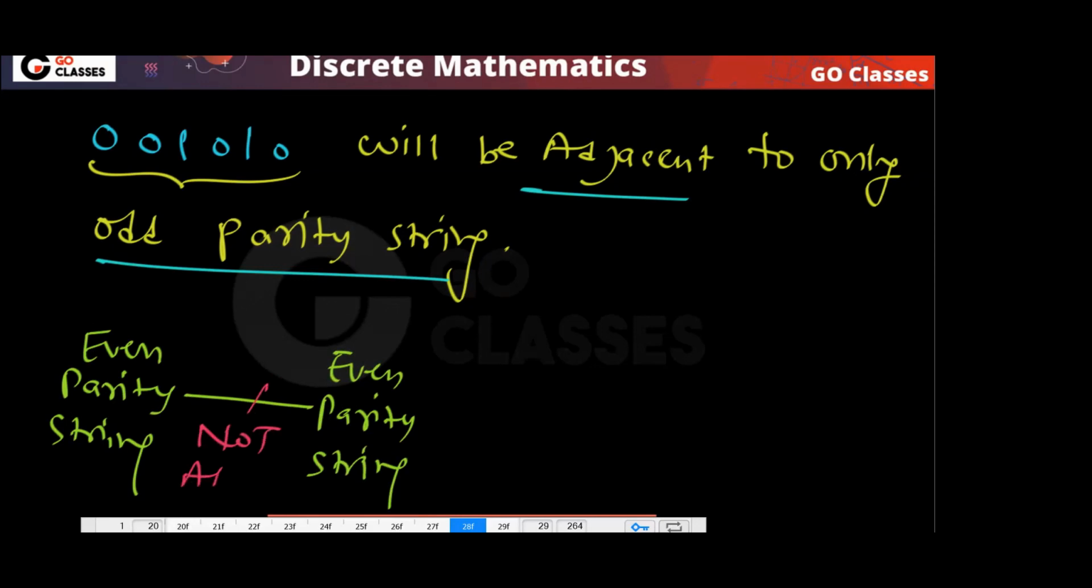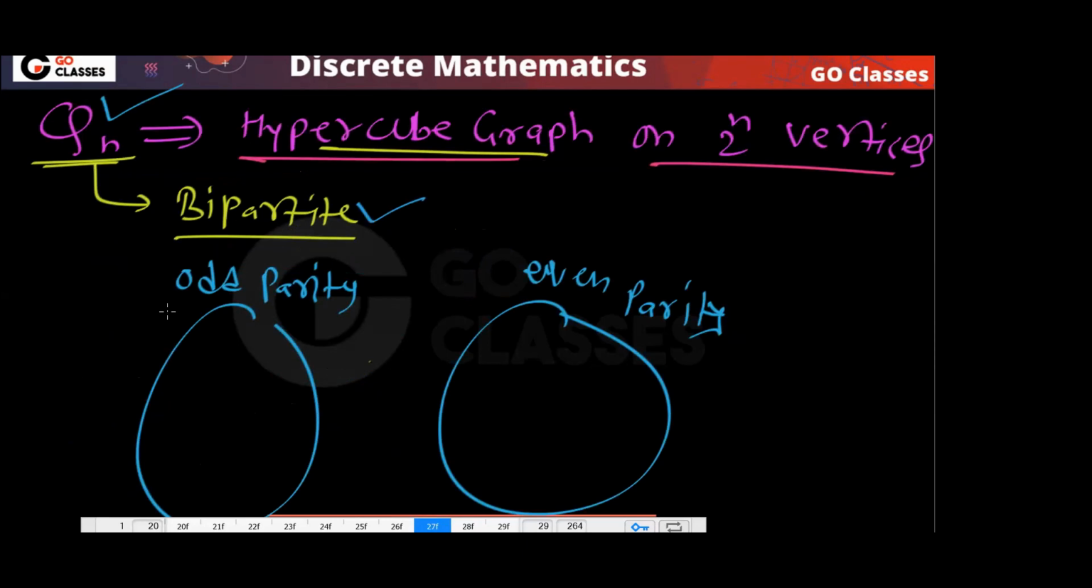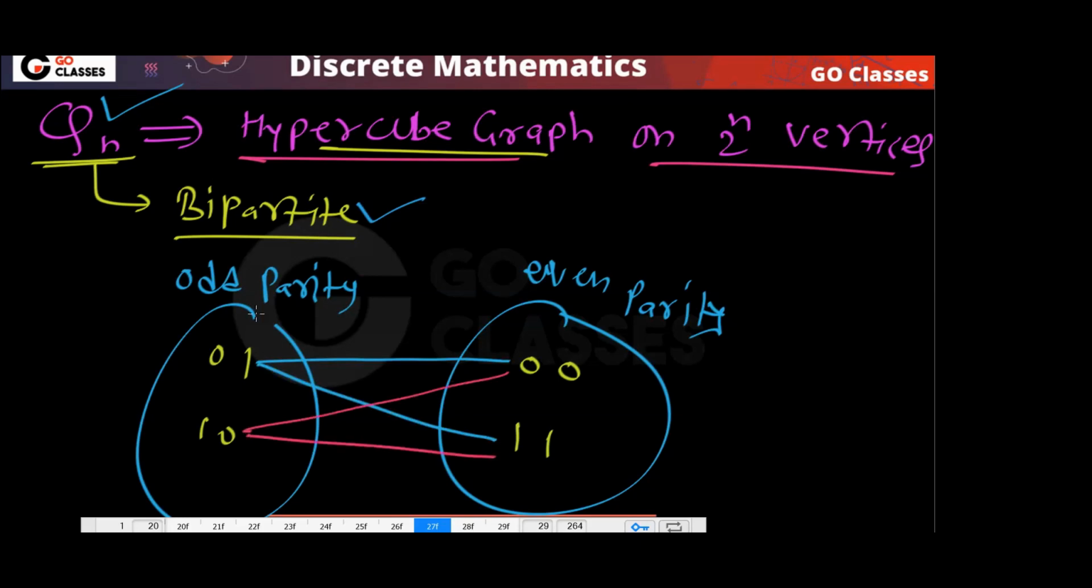Similarly, odd parity strings cannot be adjacent. For example, if I put 0, 0 here, like I am putting odd parity means 0, 1, 1, 0, and even parity means this. So now you can notice this is adjacent to this, and this is adjacent to this, and this is adjacent to this. Is this clear to everyone? This concept, is this clear?